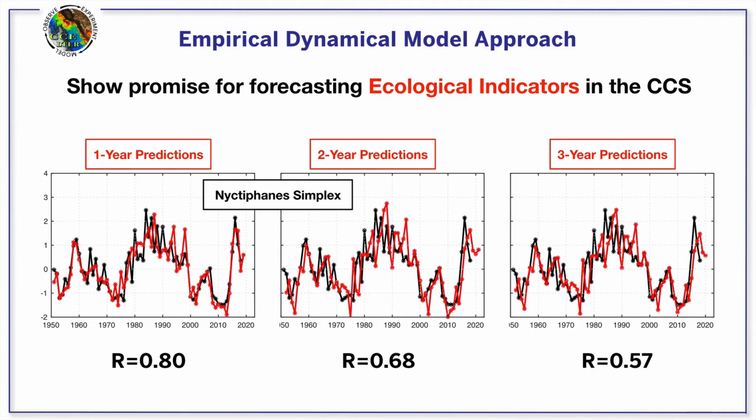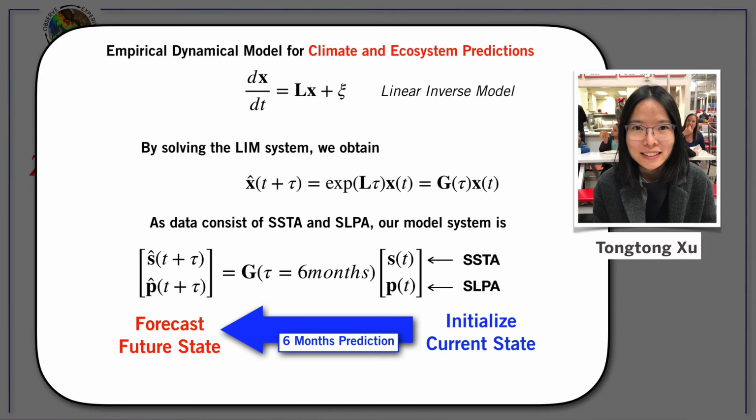So in general, I would say that the empirical dynamical model approach shows promise for forecasting ecological indicators in the CCS. And here we've applied it to the Nyctiphanes simplex zooplankton time series. And again, here are the predictions that we did. However, of course, this is a simple flavor of what an empirical dynamical model is. In reality, with student Tong Su, we're developing some multivariate, more advanced empirical dynamical models. And this is an example of a slide from one of her talks showing the complex derivations.